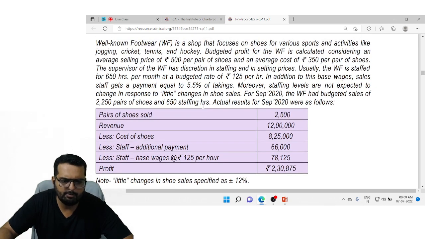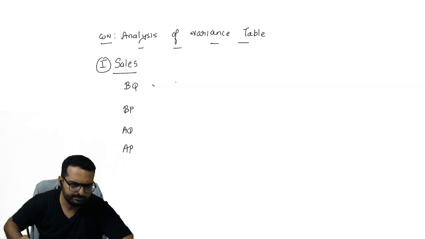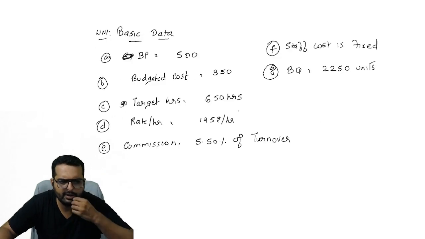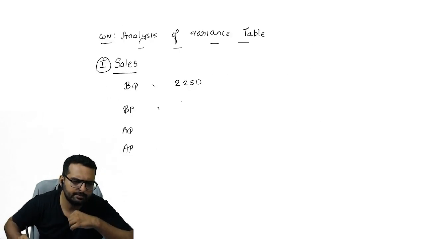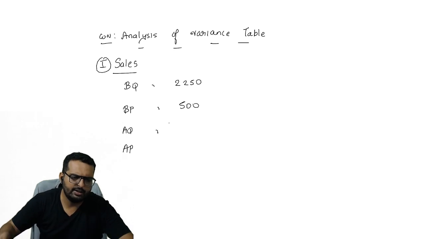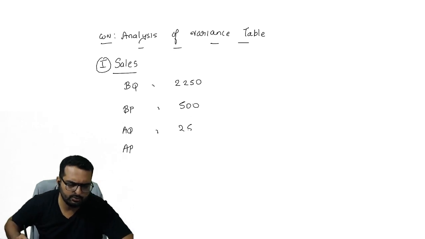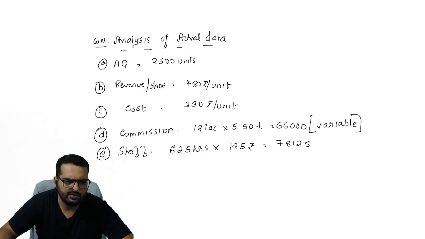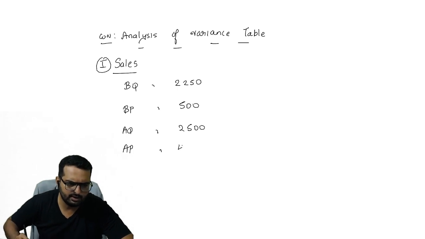So BQ will be how much, friends? Can you tell me? Budgeted quantity was how many pairs? I think 2000 pairs, right? 2250. And budgeted price was already found out somewhere over here, 500 rupees. What is the actual quantity that we have now? 2500. And the actual revenue per shoe is turning out to be how much? 480. All right.